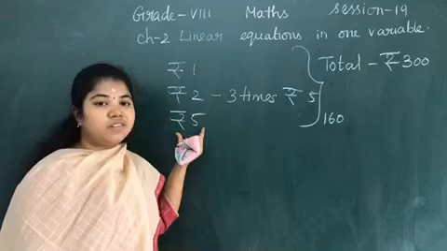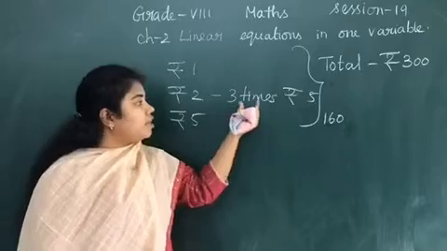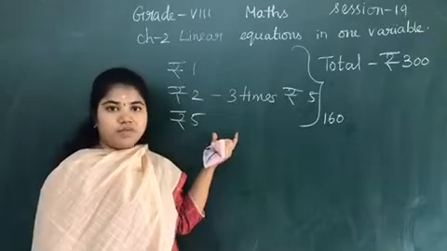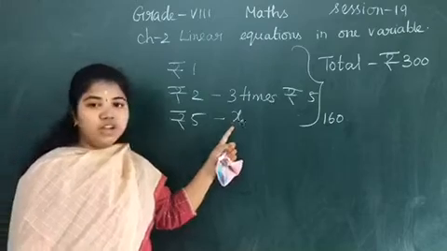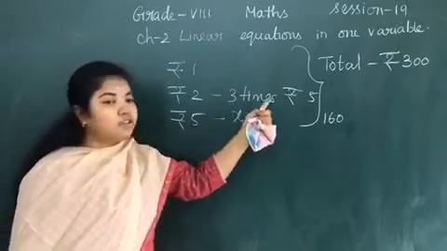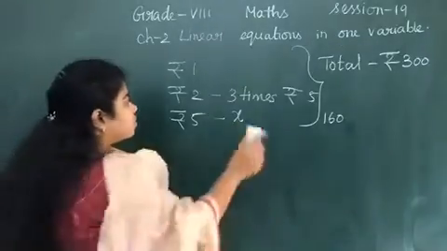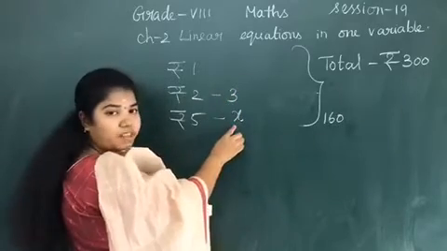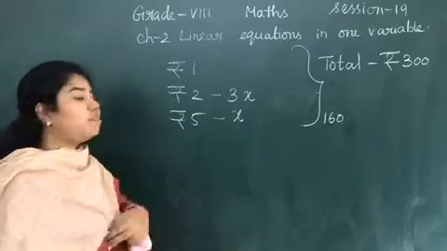Now we don't know how many coins I have in rupees 5. So 3 times rupees 5 is mentioned here, but I don't have the number of coins in rupees 5. So let me consider the coins in rupees 5 as x. Now 3 times rupees 5 coins means 3 into x. So 3x is the number of coins for rupees 2.